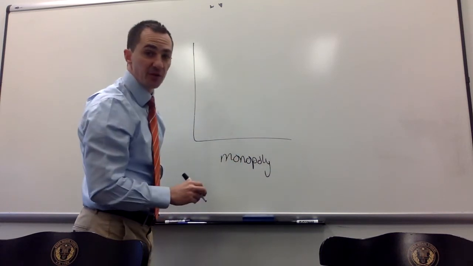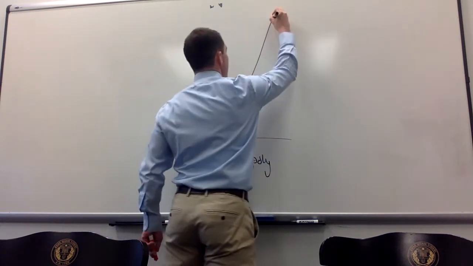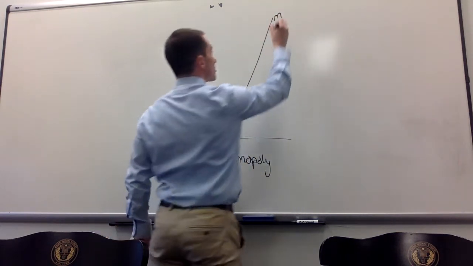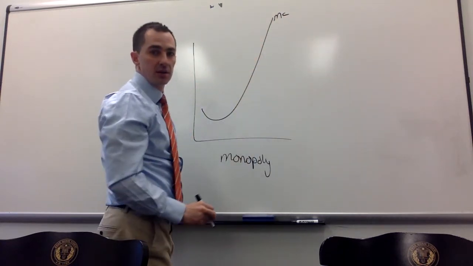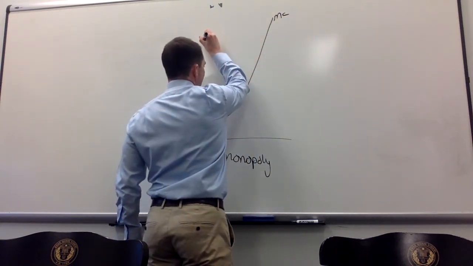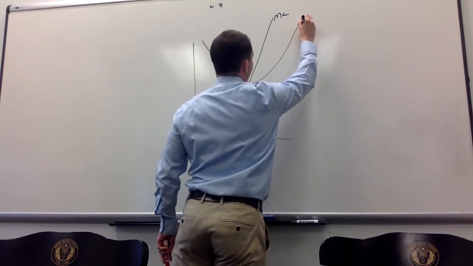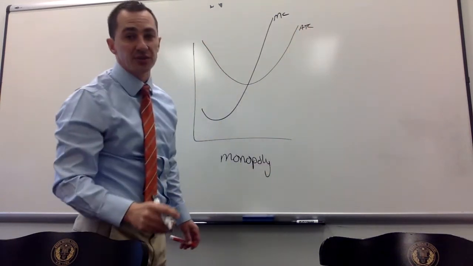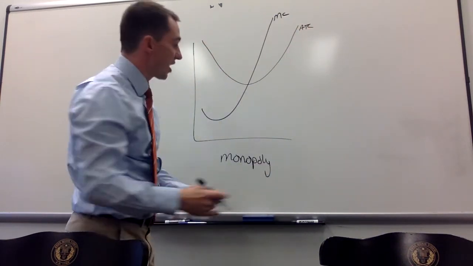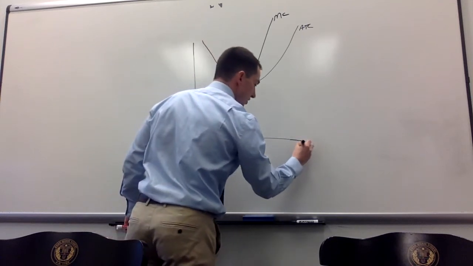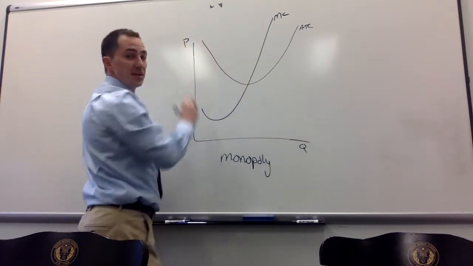A monopoly firm has the same marginal cost and the same average total cost as all the firms that we've looked at. So here's quantity and here's price.